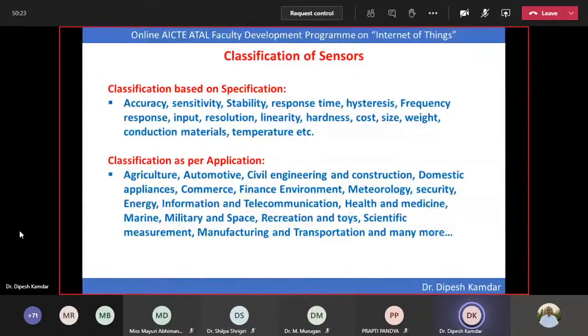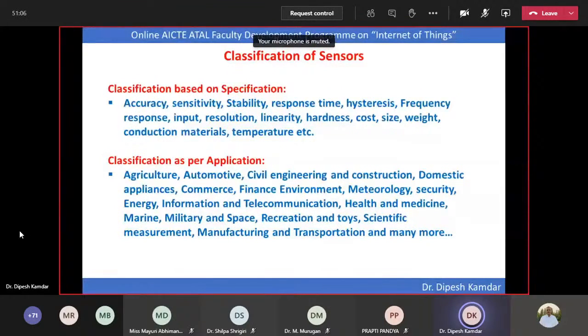Classification can also be done based on specifications, like accuracy, sensitivity, stability, response time, hysteresis, frequency response, or it can be classified as per the applications. That is, these are agriculture sensors, and these are sensors used in civil engineering or construction, so they can be classified in the civil applications. So these are the numerous ways to classify the sensors.